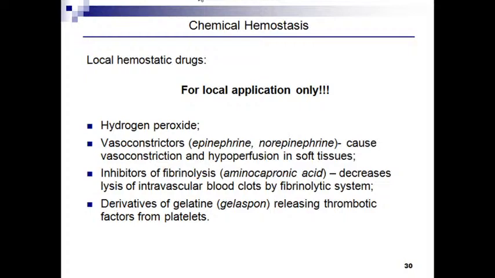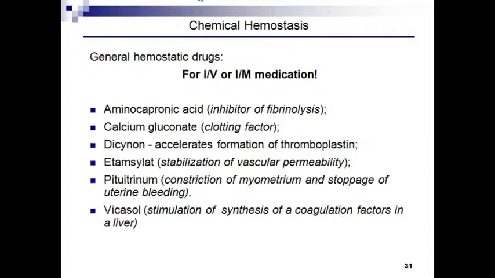Inhibitors of fibrinolysis, for example, aminocaproic acid, decrease lysis of intravascular blood clots by the fibrinolytic system. And derivatives of gelatin, name of the drug, Gelaspon, cause releasing of thrombotic factors from platelets and aggregation of thrombocytes in the place of bleeding with forming of a primary platelet plaque.